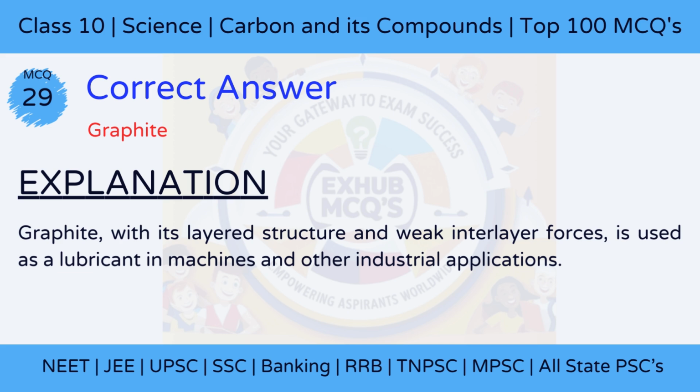The correct answer is option B, graphite. Explanation: Graphite's layered structure and weak interlayer forces allow its layers to slide over one another, making it an excellent lubricant for industrial applications.